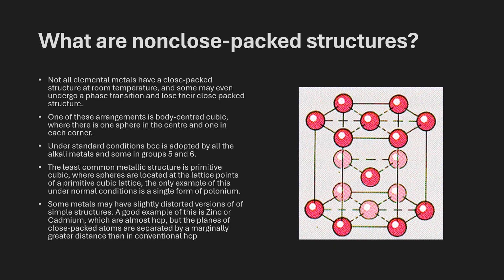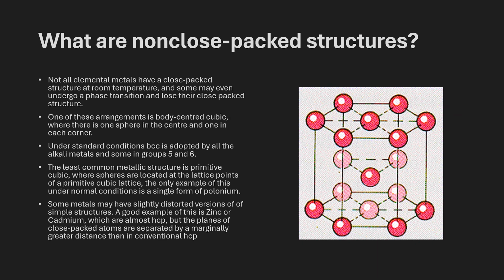What are non-close packed structures? Well, not actually all elemental metals have a close packed structure at room temperature, and some may even undergo a phase transition and lose their close packed structures. One of these arrangements is body-centered cubic, where there's one sphere in the center and one sphere in each corner. Under standard conditions, body-centered cubic is adopted by all the alkali metals and some in groups 5 and 6.